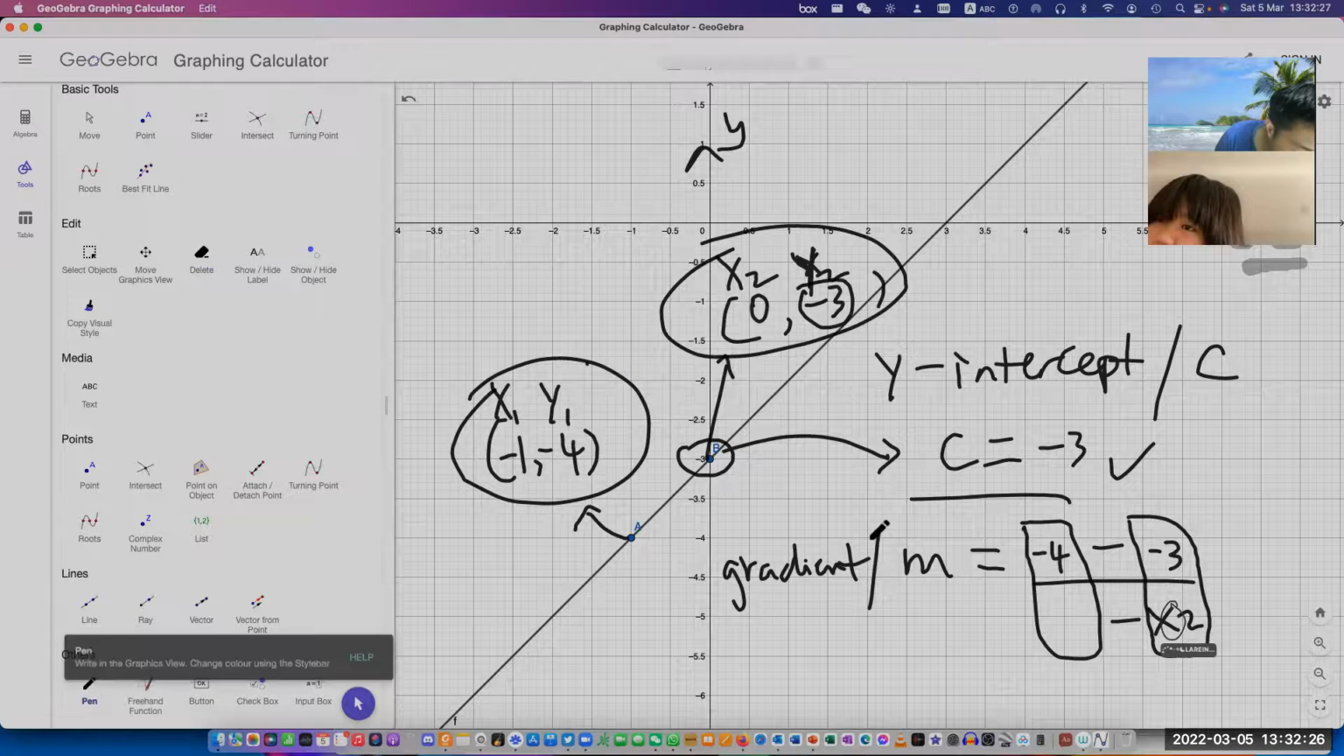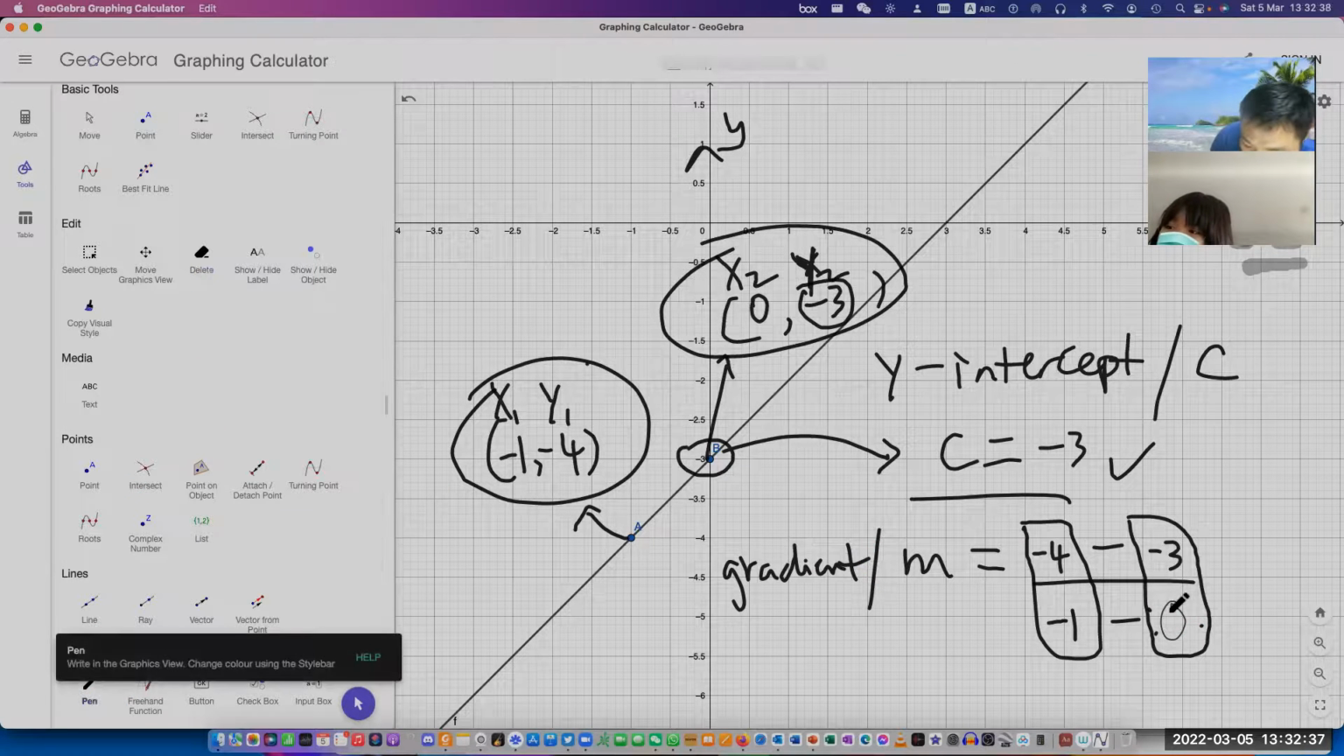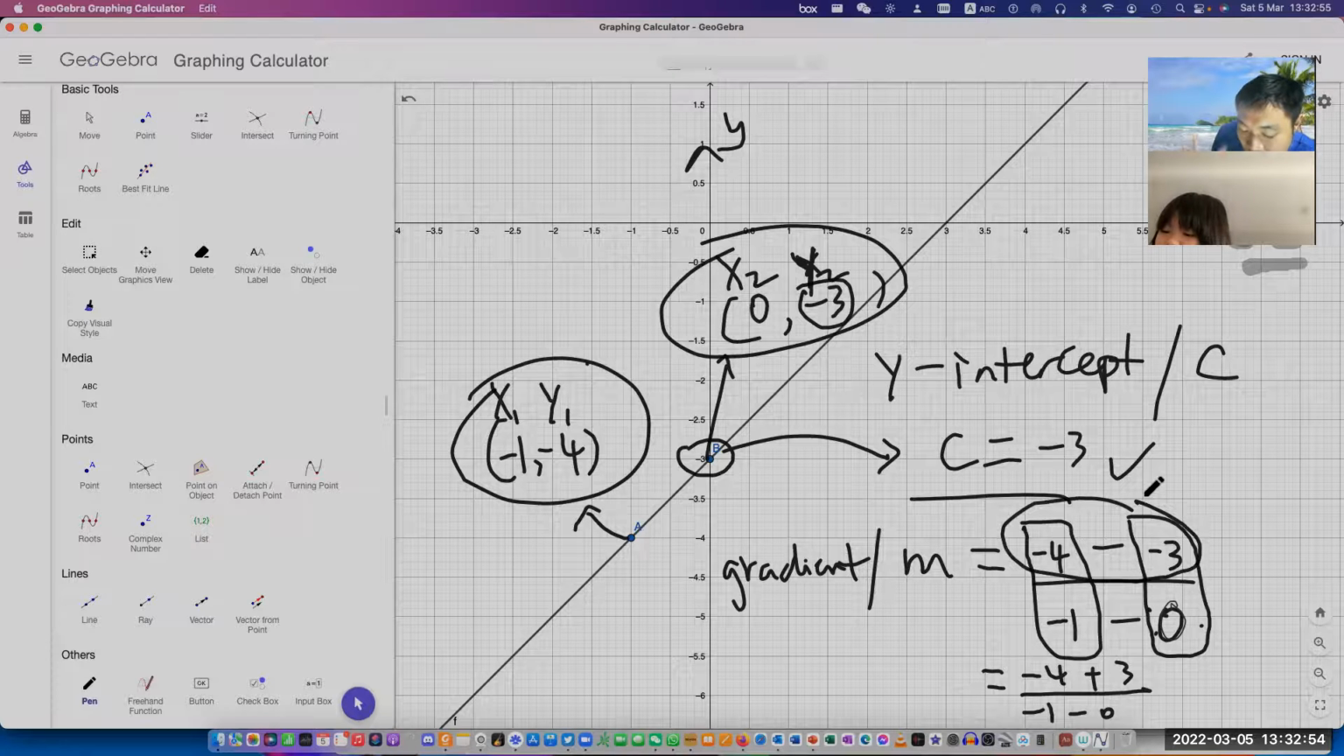Yes. And try not to memorize whether it's plus or minus. Let the calculation guide you. What do I mean by that? Can you see that over here, -4 minus -3 will end up with -4 plus 3 over -1 minus 0. So don't memorize whether it's minus or plus. Let the formula do the job for you.